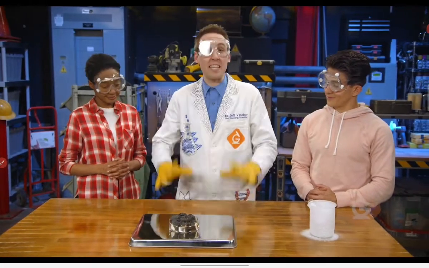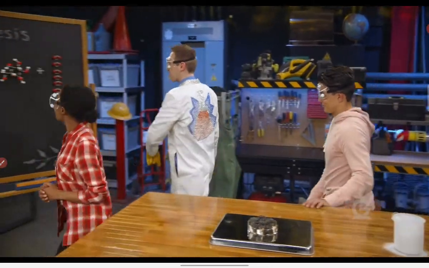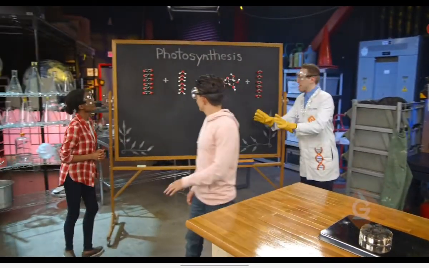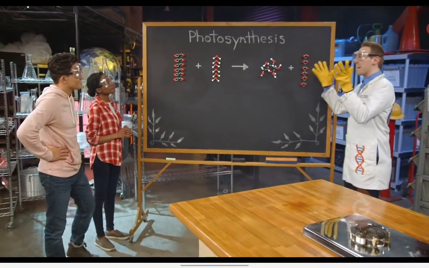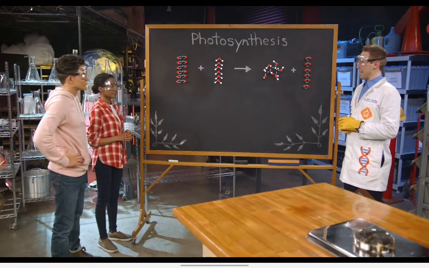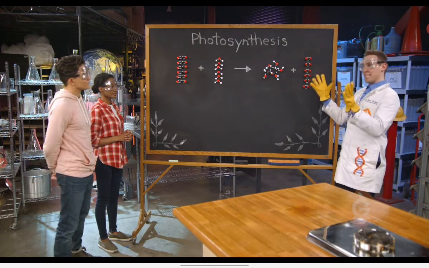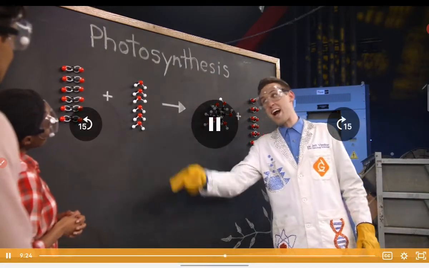To better understand this, let's look back at our ball and stick model of photosynthesis. Remember that cellular respiration is when sugar is broken down into water and carbon dioxide. Wait a second. Say that again. What? Okay. I said, remember that in cellular respiration, sugar is broken down into water and carbon dioxide.